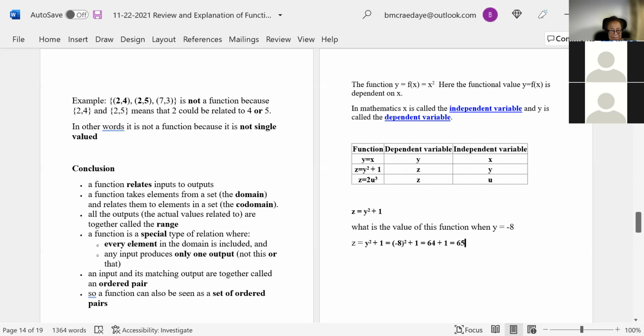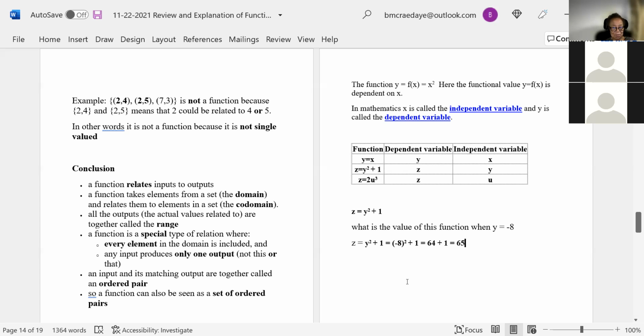So I put a minus 8. So instead of squaring the Y, I squared the substitution for the Y, the minus 8. So minus 8 times minus 8 is 64. Then add the 1 because that's part of the function. And 64 plus 1 is 65. So you can see there where Z is dependent upon what? The value of Y. And my Y is the one that we're varying here. That was a minus 8.